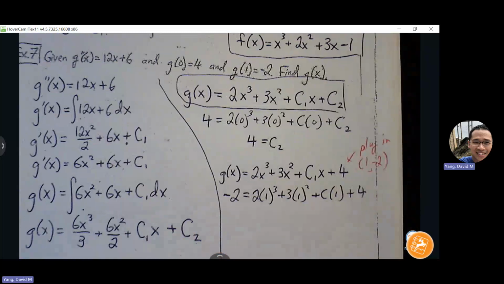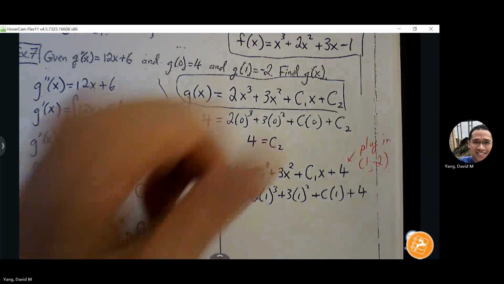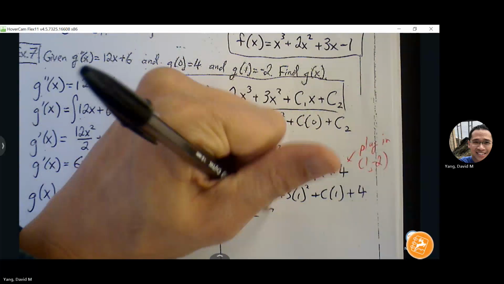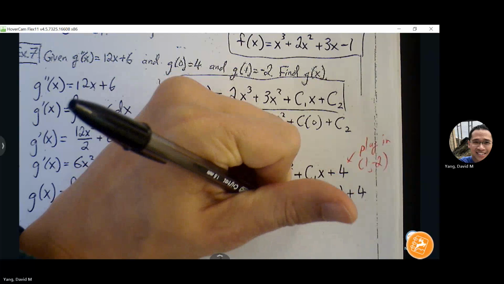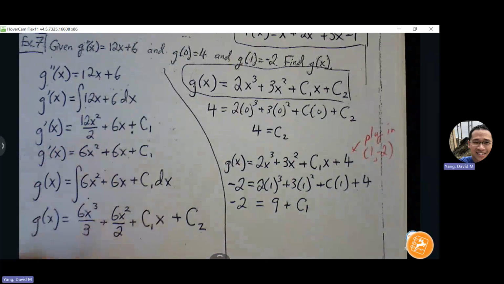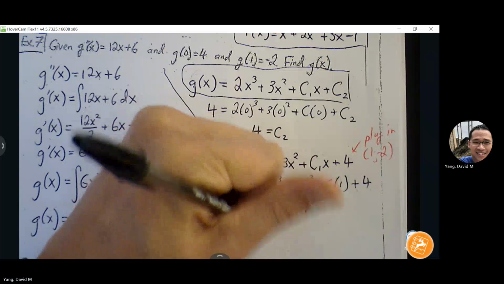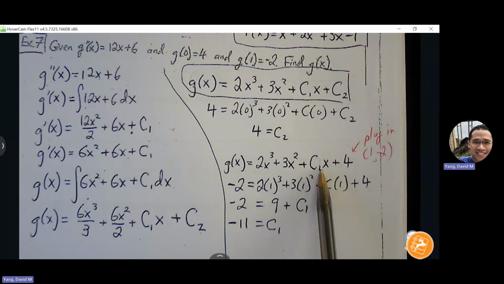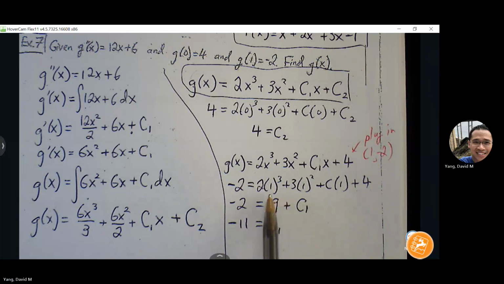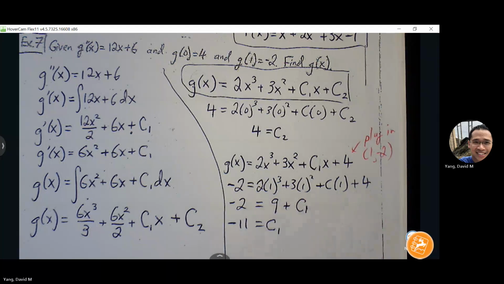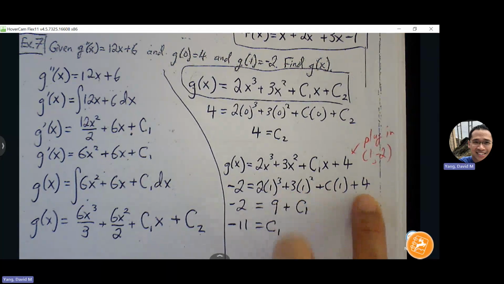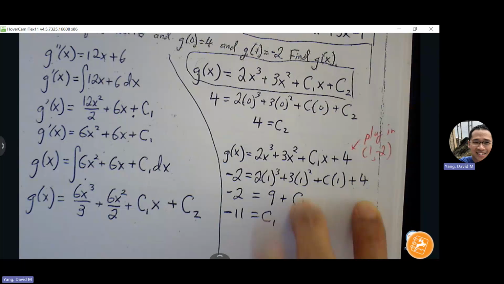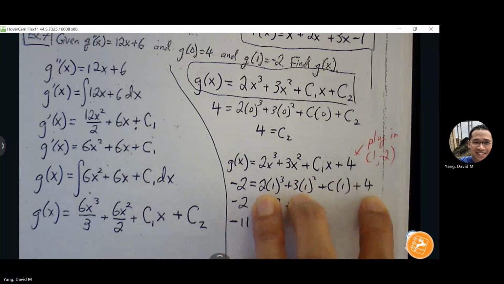Two plus 3 plus 4, that's 9. Subtract 9 from both sides, I get negative 11. So now I'm able to get down to that final step here. Replace C sub 1 with negative 11. Sorry, yeah, it's 9. So there's a 4 here. Oh, 4 plus 3 plus 2, yeah. Yes.